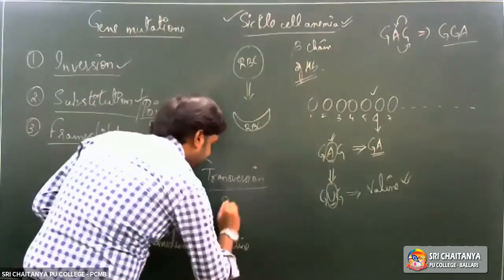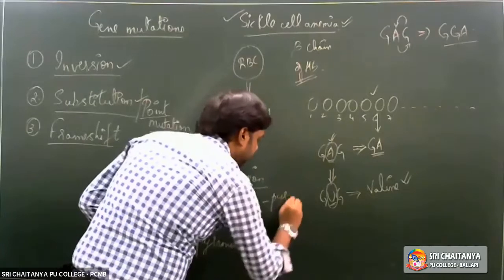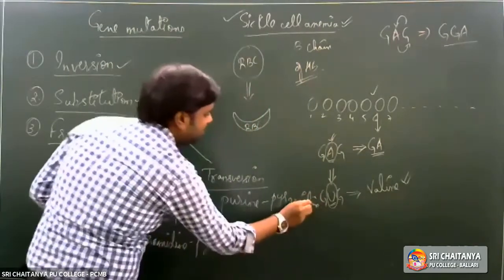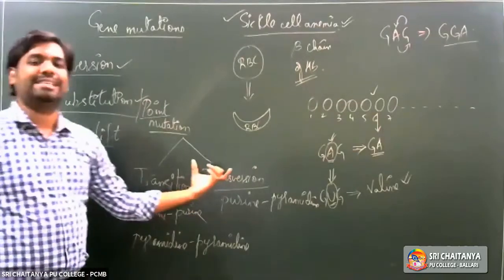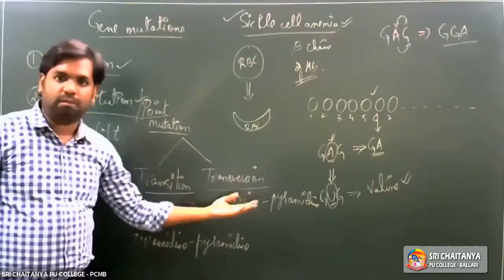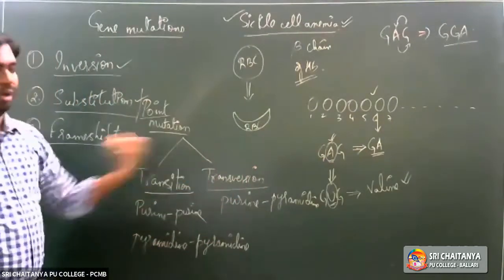Opposite of this. If a purine is replaced by a pyrimidine, then we call it transversion type of point mutation. It could be the other way around also, where a pyrimidine would be replaced by a purine. So the other way around also, we call it transversion.